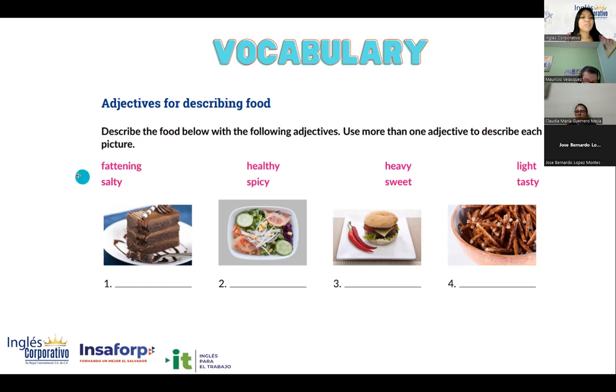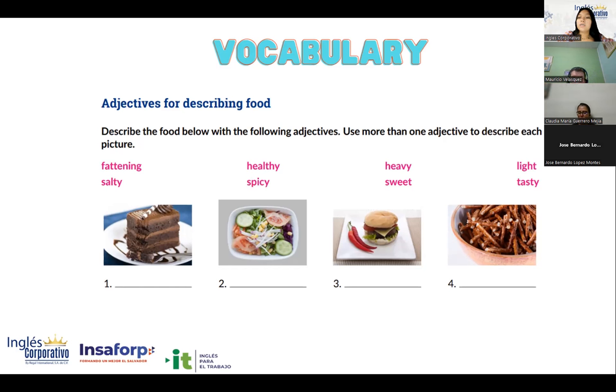So what about salty? What is salty? Salado. Yes, okay. Sometimes people love salty food or salty snacks, right? Spicy, picante. Sometimes people love spicy food, especially I would say Chinese food. I think that is spicy, right? What about sweet? Dulce, right? And what is tasty, we say?